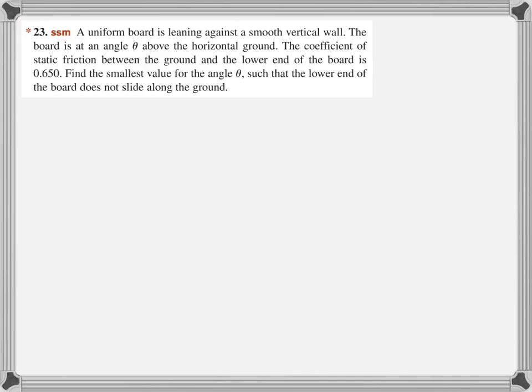Okay. For number 23, we're going to do one of the one-star problems. This isn't really that bad of a problem. The hardest part is just kind of drawing it out. They give us a bit of information. There's a uniform board leaning against a vertical wall. They tell us the static coefficient of the ground, and they want to find out what's the minimum angle that the wall can be placed so that it doesn't slide.